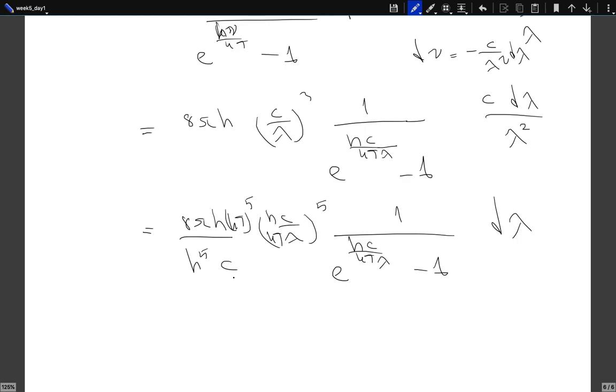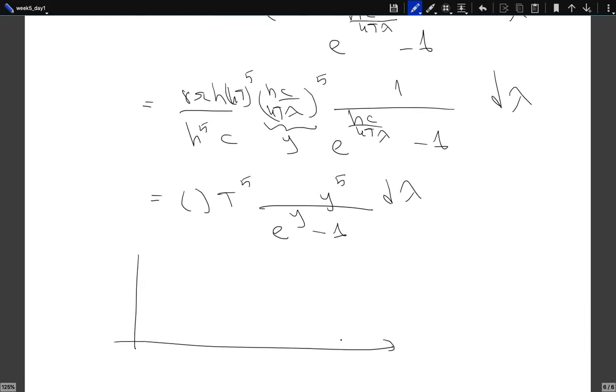Well, now I can define this ratio as, let's say, y. In fact, that ratio is exactly x, the same x as before. But still, let me call that y. So this is 8, let me ignore the coefficients, T to the 5, y to the 5th power divided by e to the power y minus 1 d lambda.